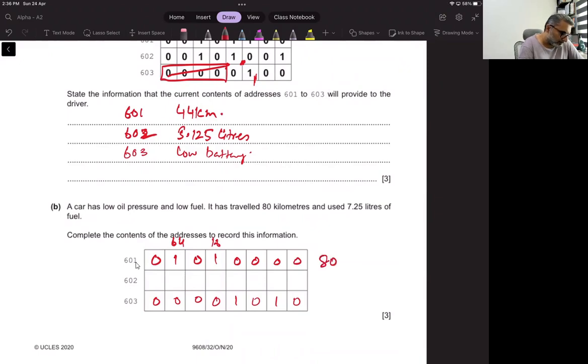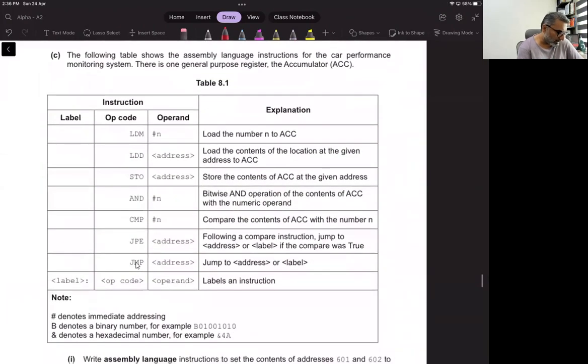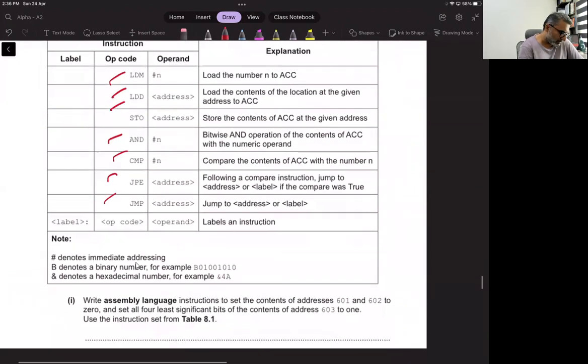Now, it has used 7.25 liters. 0.25 means this, 7 means this. So this is 7.25 liters. All right. Now, this is our assembly language instructions. They all are those which are in the syllabus, so nothing new.